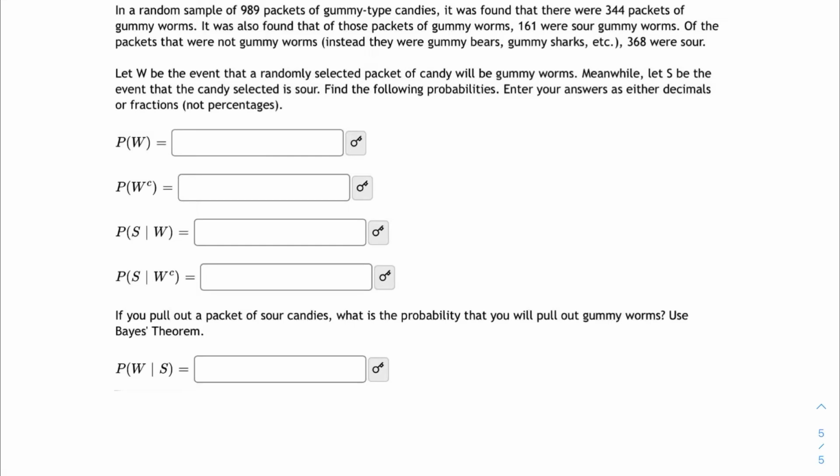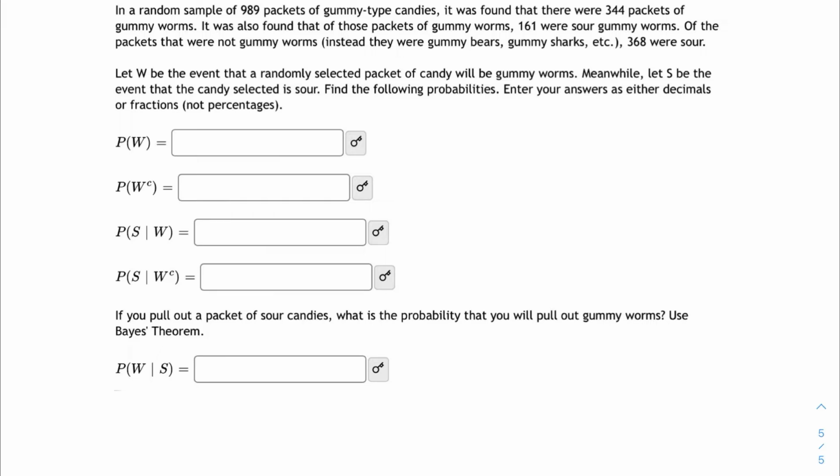Okay, in a random sample of 989 packets of gummy type candies, it was found that there were 344 packets of gummy worms. It was also found that of those packets of gummy worms, 161 were sour gummy worms. Of the packets that were not gummy worms, 368 were sour. Let W be the event that a randomly selected packet of candies will be gummy worms. Meanwhile, let S be the event that the candy selected is sour.